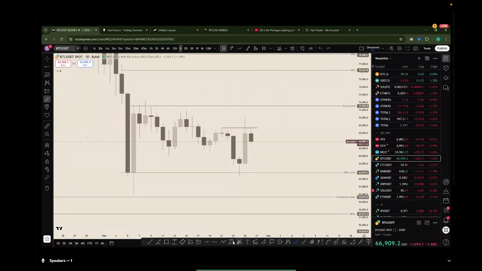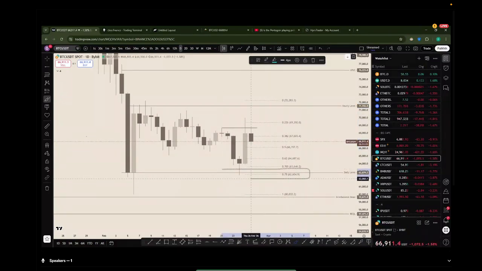So I never ignore my levels. I try to play them out as much as I can. And I will talk about why I didn't long from the bottom. Well, at least I tried, but unfortunately I was not able to do it. And you can see we also had a discount area around our daily level, and we respected it beautifully.